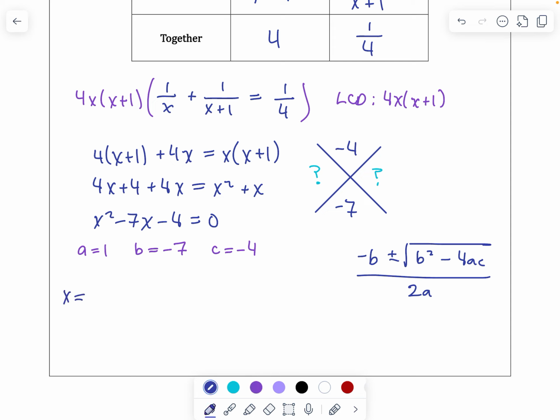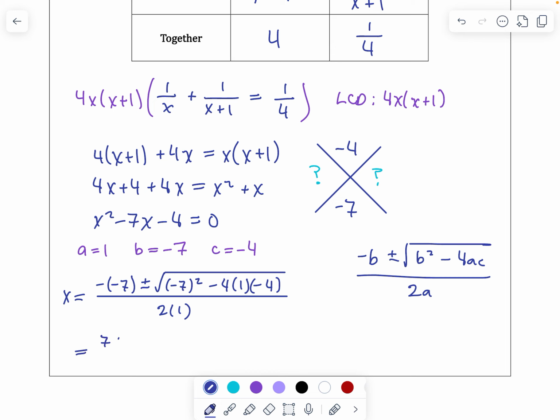So x equals, we got a double negative again, -7 plus or minus -7 squared minus 4ac under the square root, all over 2a. Simplifying gives us 7 plus or minus the square root of 49 plus 16, 65, root 65, over 2.